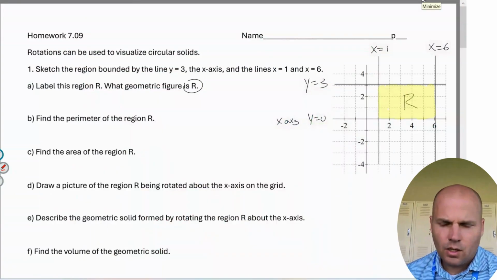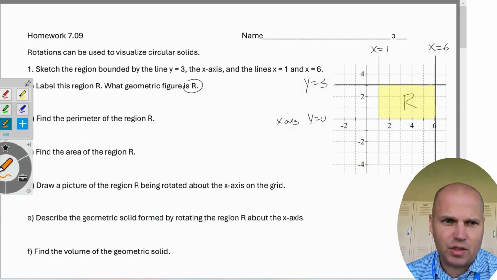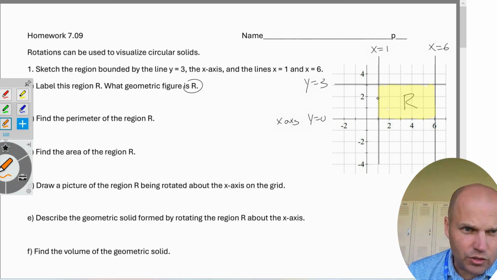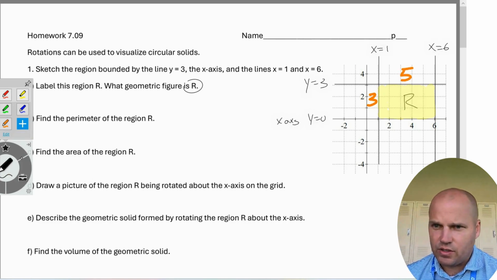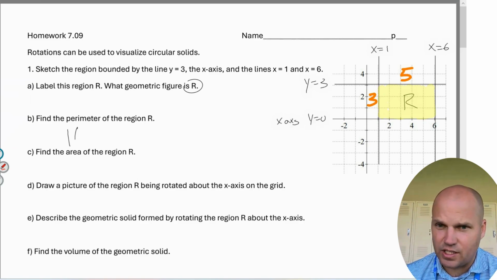All right. So we got the region, it's got an area, it's got a perimeter. It's not really important. What's important are the lengths, like this length being 1, 2, 3. This length being 1, 2, 3, 4, 5, right? 6 minus 1, 5. Making sure you understand those lengths. Then, sure, the perimeter is 16. Sure, the area is 15. This is in units to the first power. Area is in units squared.